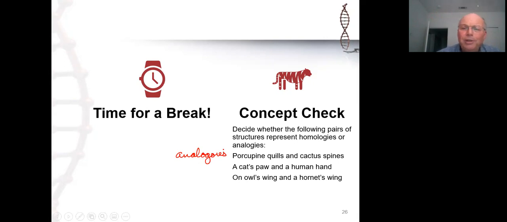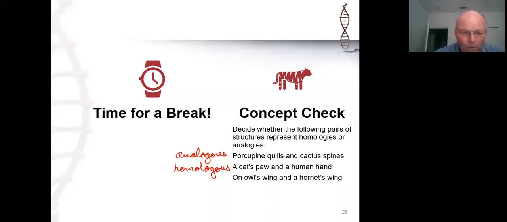A cat's paw and a human hand. Well, this is a no-brainer, because this just takes us back to our first chapter, chapter 22, in comparison of forelimbs. They're both mammals. They both share a common ancestry of mammals. Their forelimb is a product of descent with modification from a common mammalian ancestor. So these have to be homologous. So that one's a bit of a no-brainer.